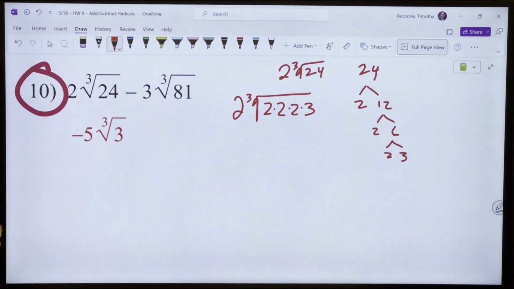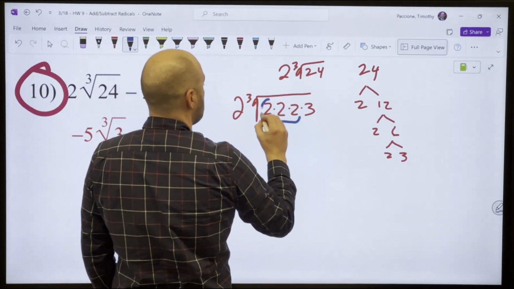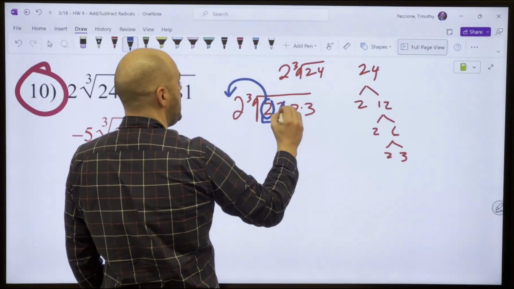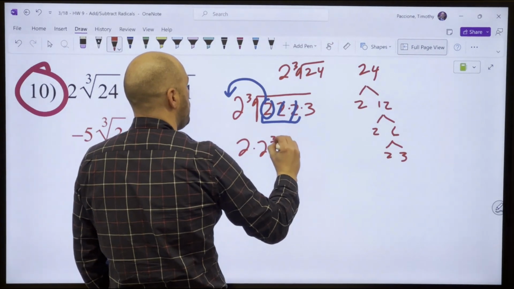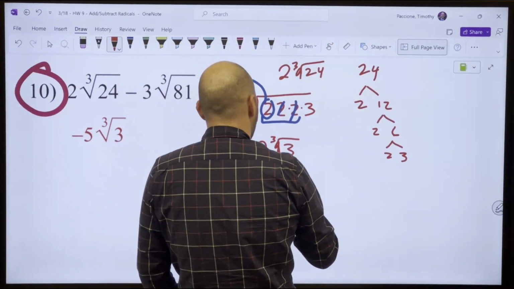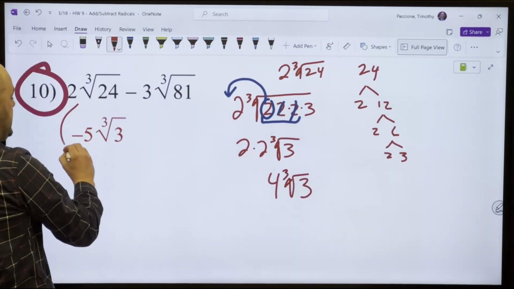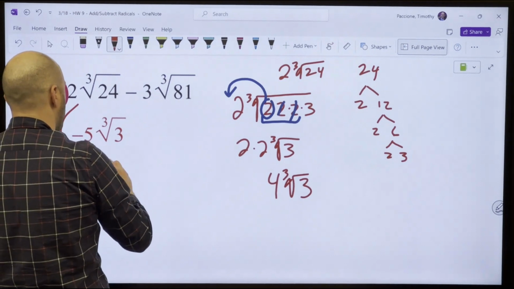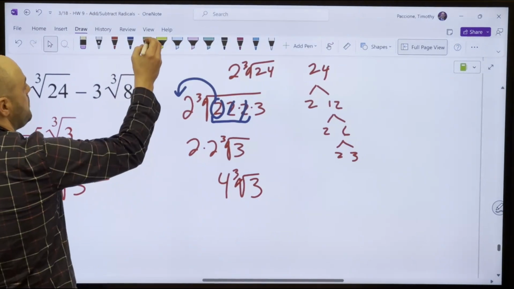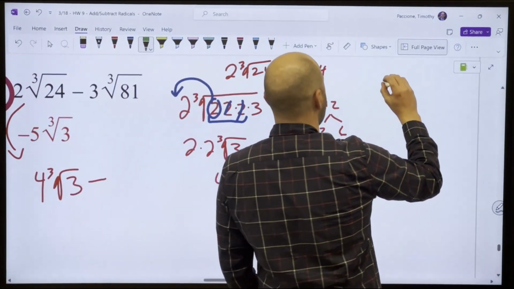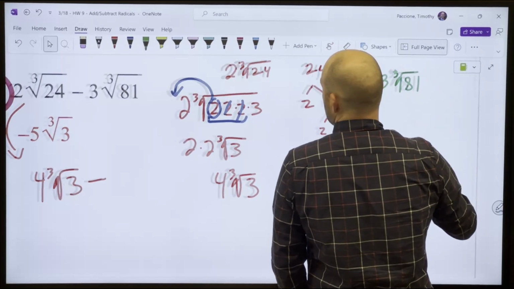Looking for a group of 3 because it's a third root, right? And I see I have 3 2's right here. So one will come out here, the others go away, and I end up with 2 times 2 third root of 3, or 4 third root of 3. Okay? So that's going to go in place of this, and I have 4 third root of 3. Minus, now I've got to take a look at the other one. So I've got 3 third root of 81. Well, let's break down 81.